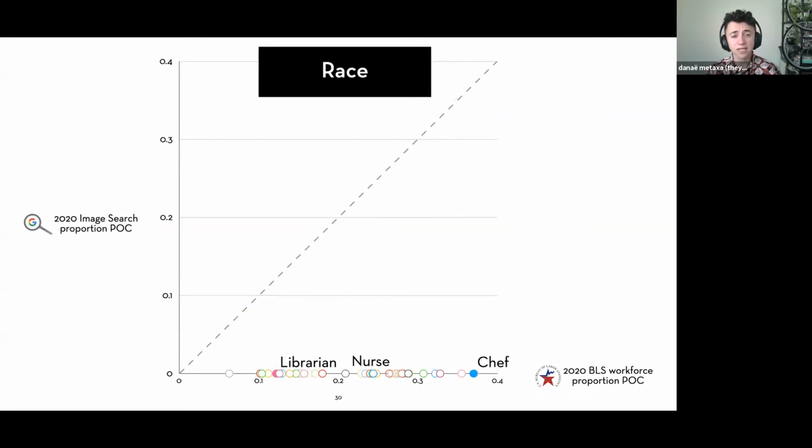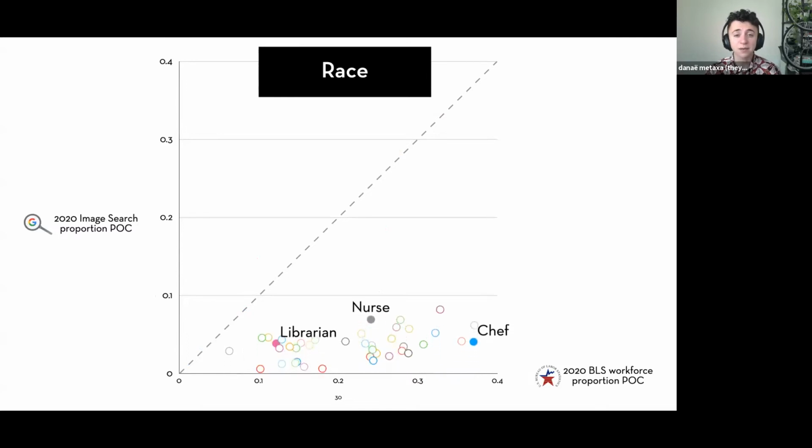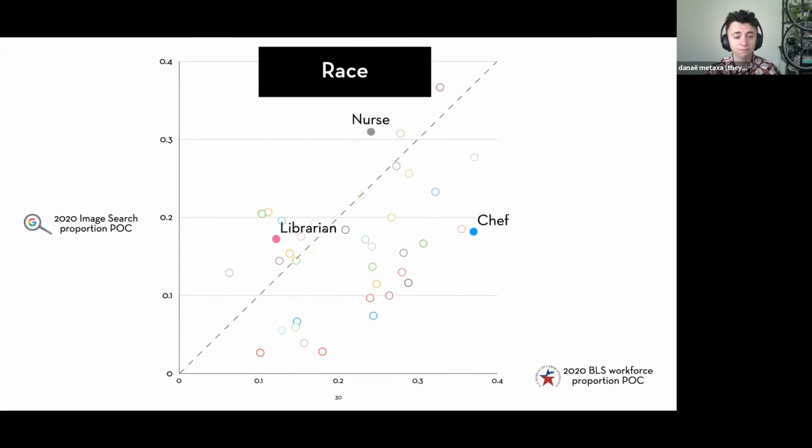Now, doing the same thing for race, again, we have this set of occupations with their ground truth workforce demographics. And again, the diagonal dashed line would be perfect accordance between the BLS and Google. So above is overrepresentation and below is underrepresentation of people of color. You'll notice, by the way, that these axes don't range from 0 to 1 in this case, but rather go up to 40%. That's because people of color are 22% of the US workforce on average. So there weren't records of occupations that were more than 40% POC. And we can again map these to the demographics observed in search images.